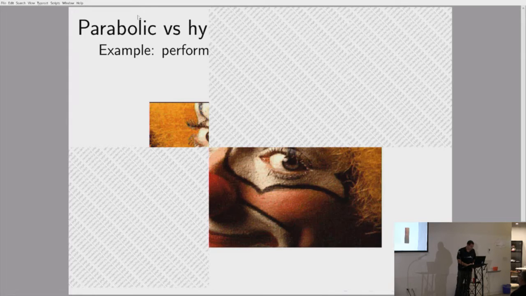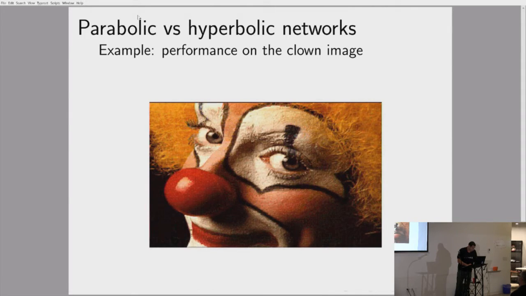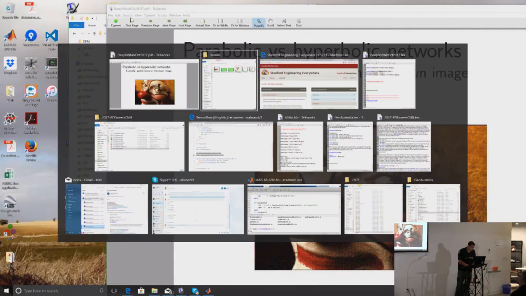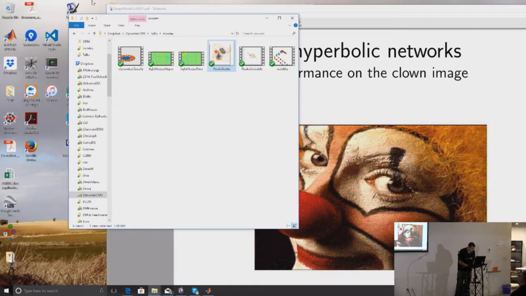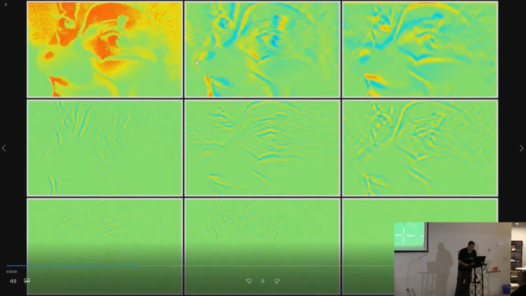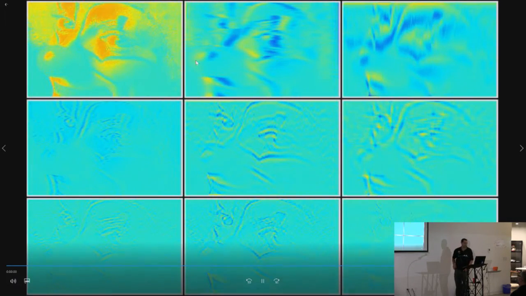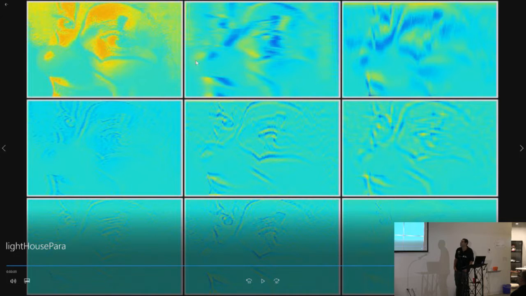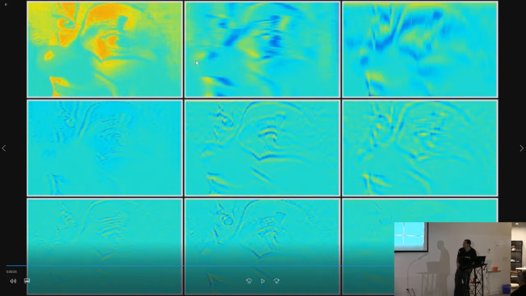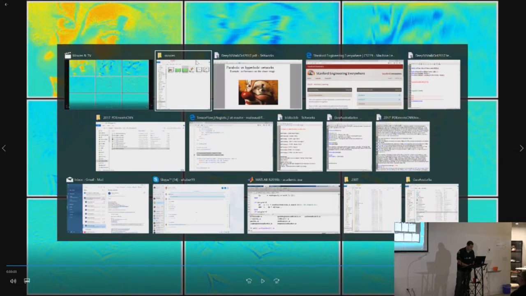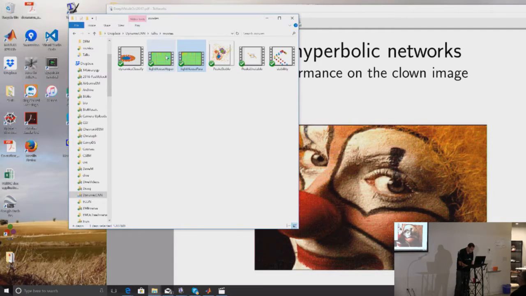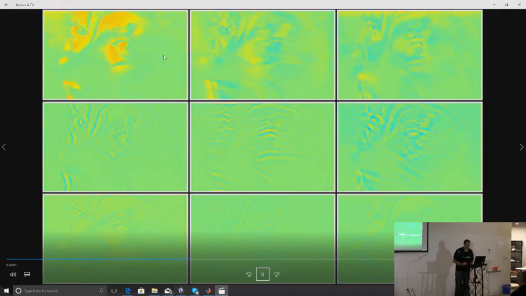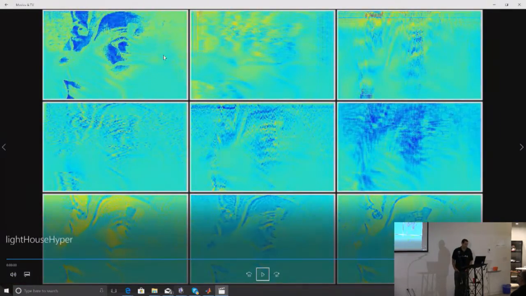Okay? So here's an example I wanted to show you. Last two movies, I promise. So here's an example when we run. So this is the clown, and we basically run, well, you tell me, what am I running now here? So this is one network, okay? And then I'll show you the other one, just as a contrast. So which is which? Which one is parabolic? Which one is hyperbolic?